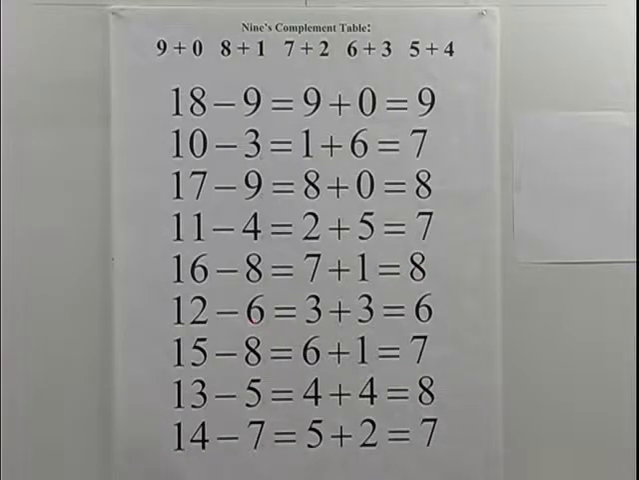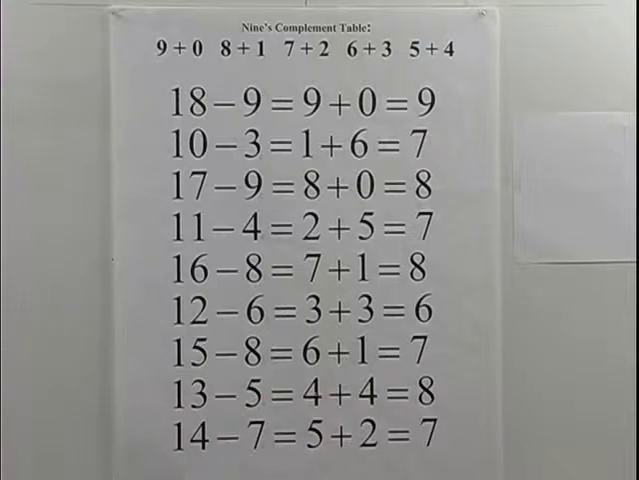12 minus 6. 1 and 2 is 3. 9's complement of 6 is 3. 3 and 3 is 6. 12 minus 6 equals 6. That is correct. 15 minus 8. 1 and 5 is 6. 9's complement of 8 is 1. 6 plus 1 equals 7. 15 minus 8 equals 7. That is correct.